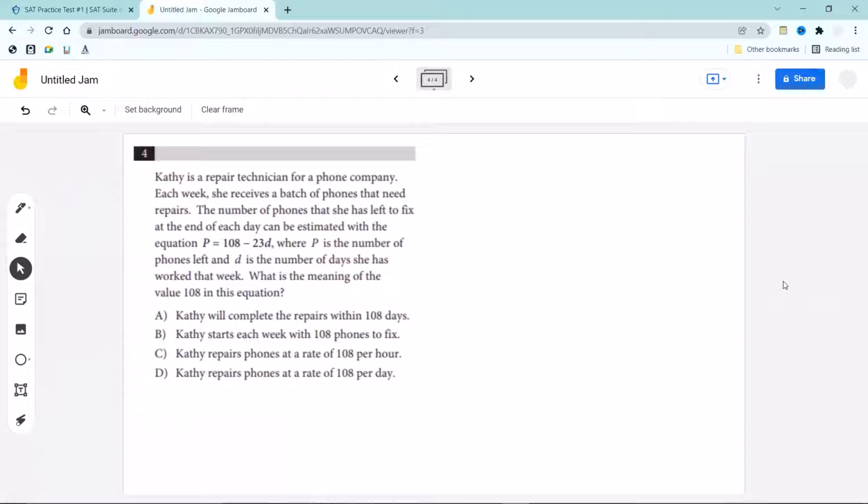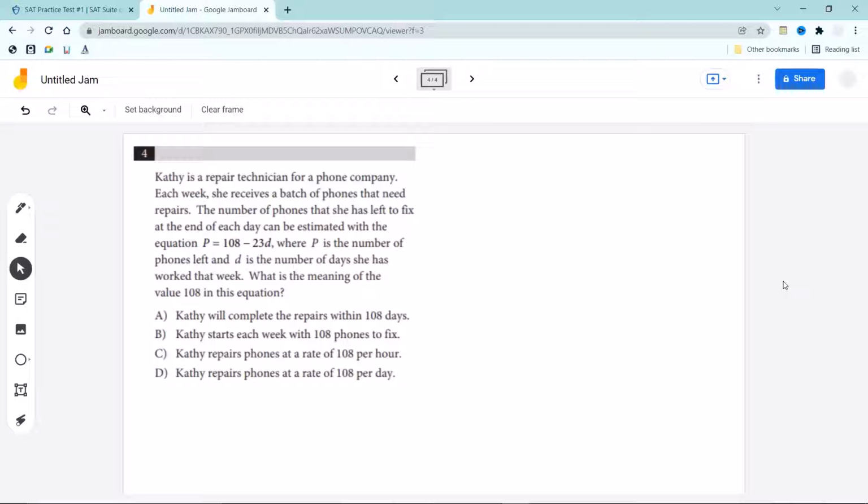So it says Kathy is a repair technician for a phone company. Each week, she receives a batch of phones that need repairs. The number of phones that she has left to fix at the end of the day can be estimated with the equation P is equal to 108 minus 23D, where P is the number of phones left and D is the number of days she has worked in the week, right? And they want to know, what does 108 mean? So what does that initial numerical value mean?